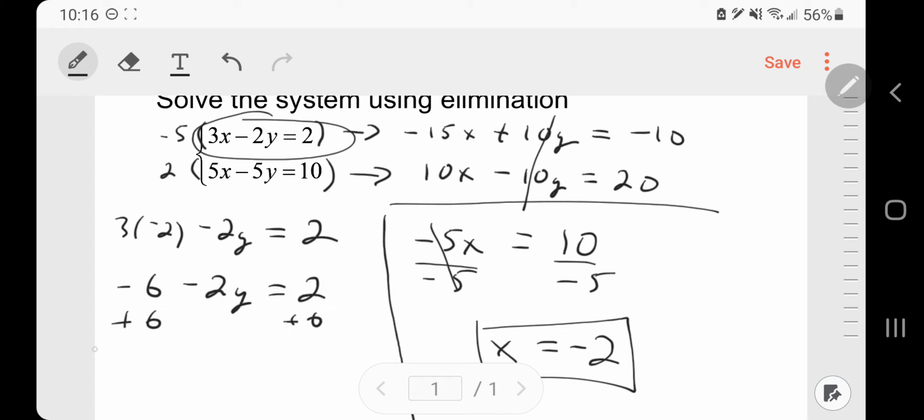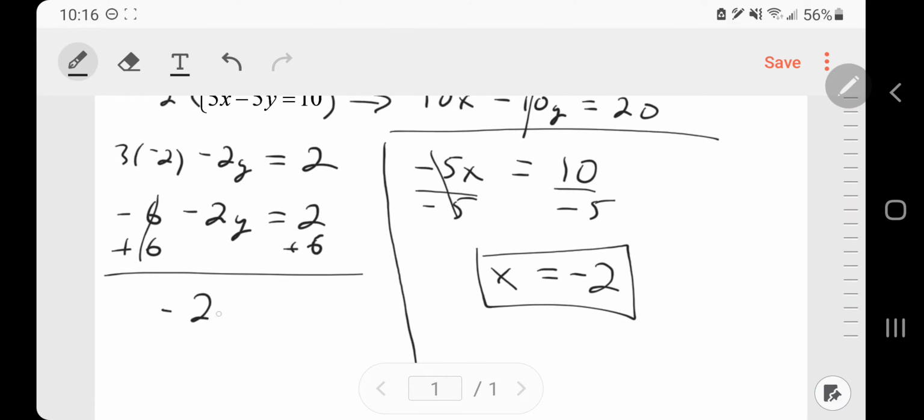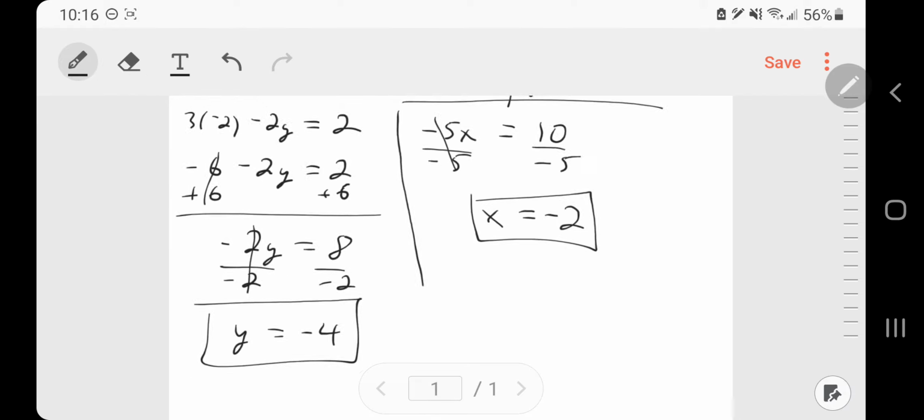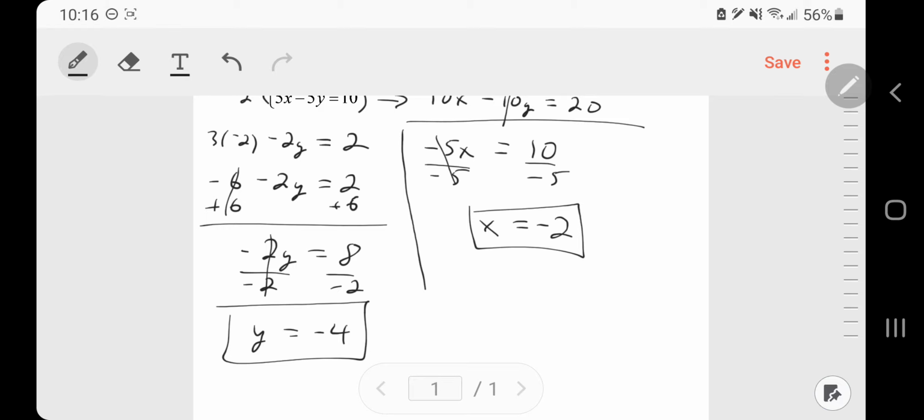Add 6 on both sides. Negative 2y equals 8. And divide by negative 2. And I get y equals negative 4. All right, so we found our x value to be negative 2, our y value to be negative 4. So my final answer, my coordinate point, would be negative 2, comma, negative 4.